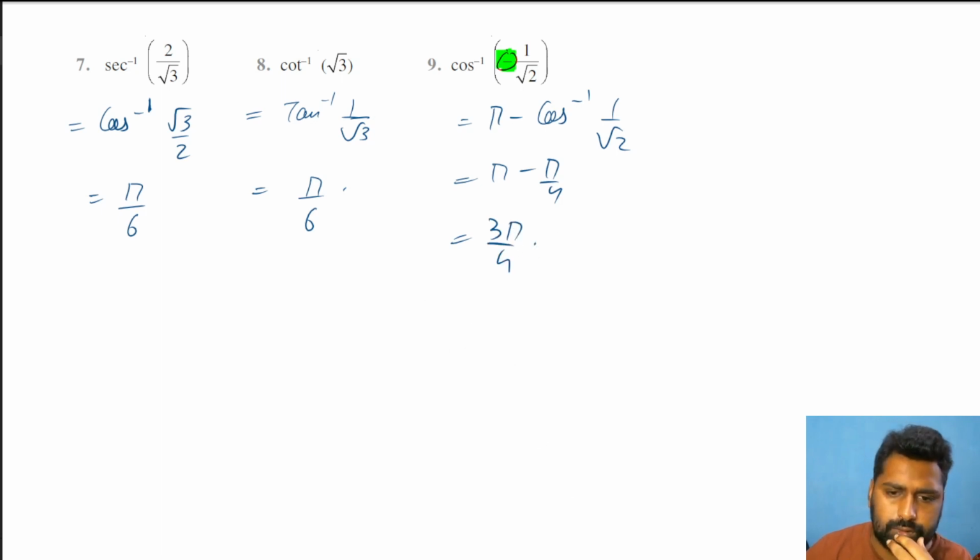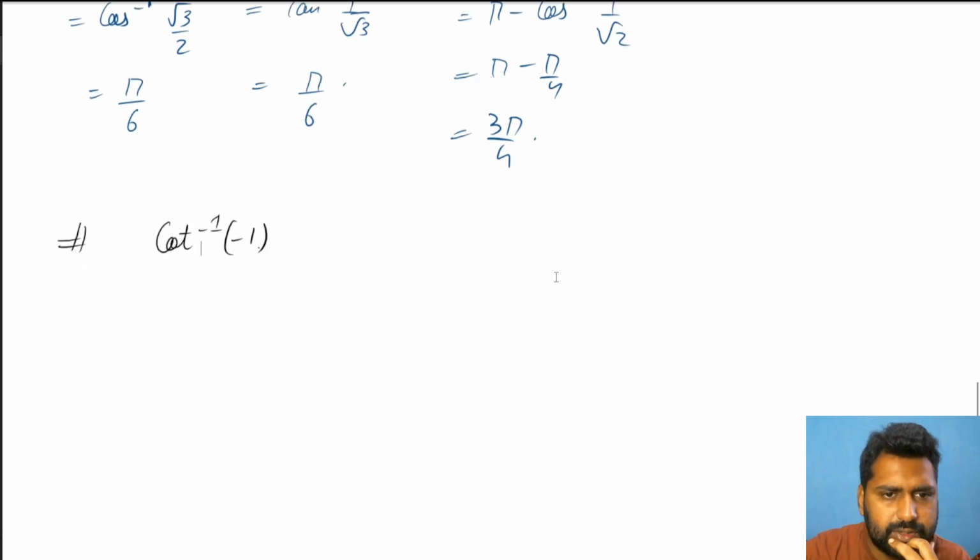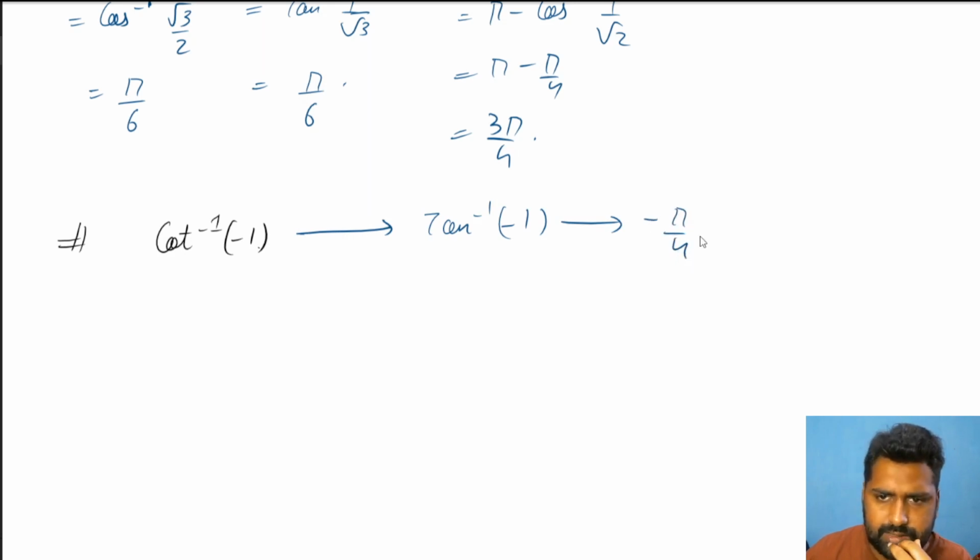Okay, I'll add one more value. Be very careful regarding this. Suppose cot inverse minus 1 is asked. You tell me which one is correct, which one is incorrect, although if you have the idea of principal range, you can tell me. Suppose one student solves this like this: cot inverse becomes tan inverse of the reciprocal of minus 1, which is also minus 1, and the negative can come outside, so the answer is minus pi by 4.